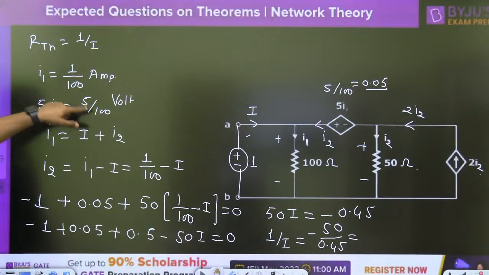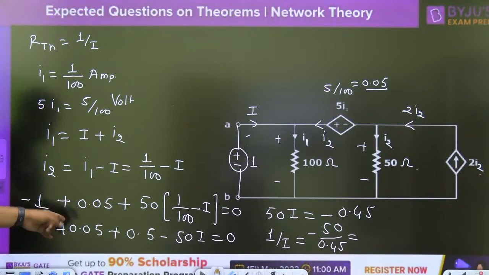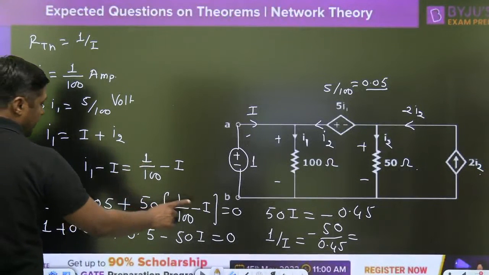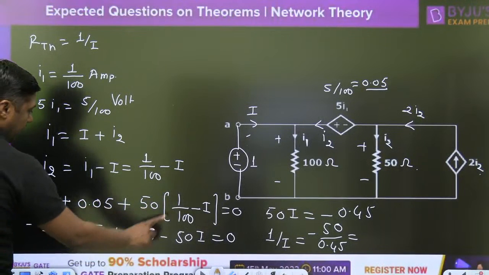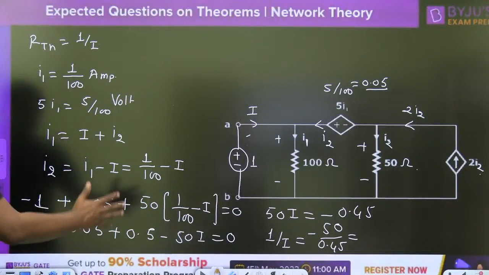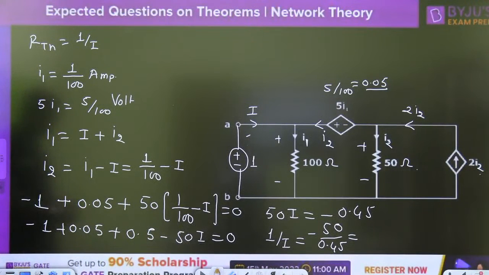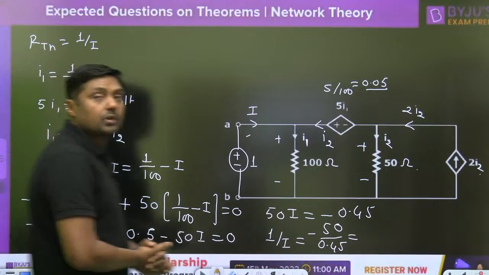And then 5 I1 is equal to 5 by 100 volt. Okay, this is also correct. I1 is equal to I plus I2, that is also correct. I2 is equal to I1 minus I, 1 by 100 minus I. And then this is the KVL: minus 1 plus 5 I1, that is 0.05, plus 50 times of I2. What is the I2? 1 by 100 minus I. Minus 1 minus 0.05, 50 by 100, 0.5, minus 50 I. I think everything is fine now. No plus minus mistake, and that will be the answer.